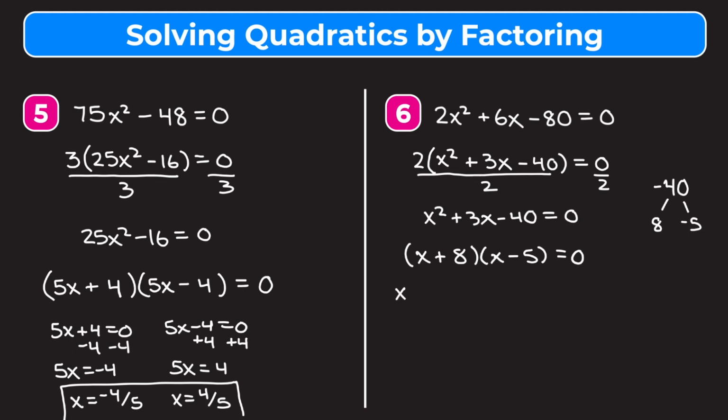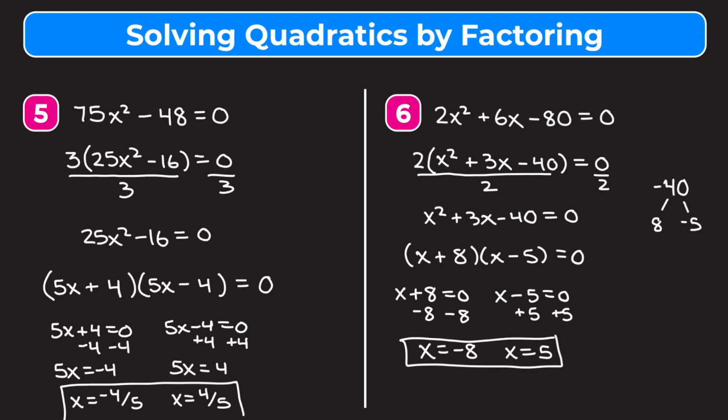And now we're going to set each binomial equal to 0 and solve. So x plus 8 is equal to 0 and x minus 5 is equal to 0. Solving the left equation, we can subtract 8 from both sides to get a solution of x equals negative 8. Solving the right equation, we can add 5 to both sides to get a solution of x is equal to positive 5. So we get x is equal to negative 8 and x is equal to positive 5.